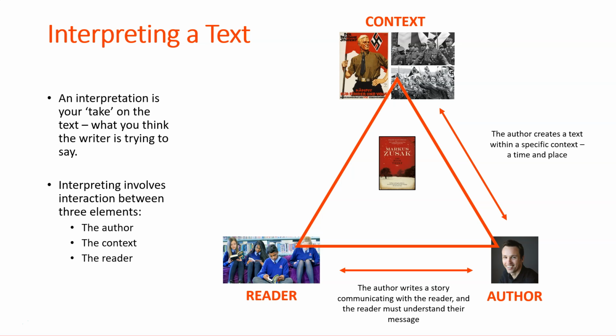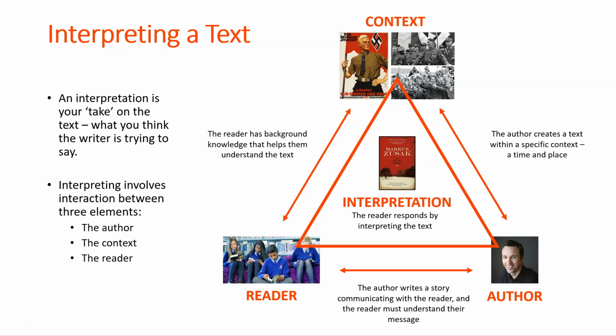Once we've got a book, a reader comes along and reads it. The author writes a story communicating with that reader, and it's the reader's job to understand the message. Now, the reader hopefully has some background knowledge that helps them to understand the text. When we bring these three things together, we get an interpretation. It's the reader responding to the text by interpreting it, making sense of it, and trying to explain what they think is happening in it.